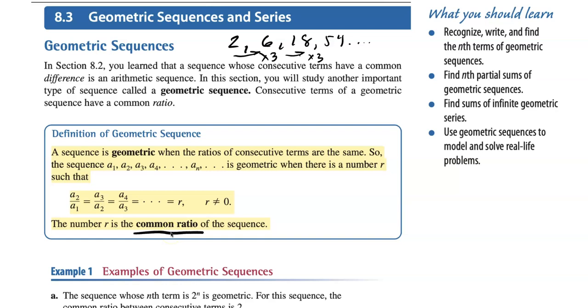Easiest way to find it is put the second term over the first term to get your common ratio. Or in general, put a term over the one right before it. That gets your common ratio. So it's much like an arithmetic sequence, just the multiplication version of it.